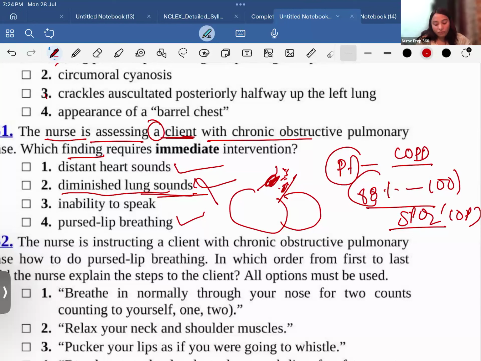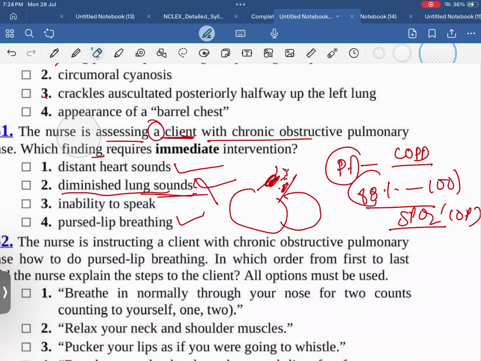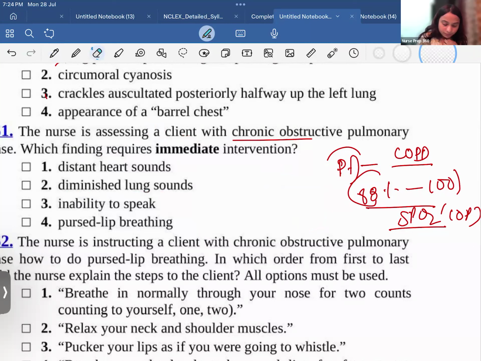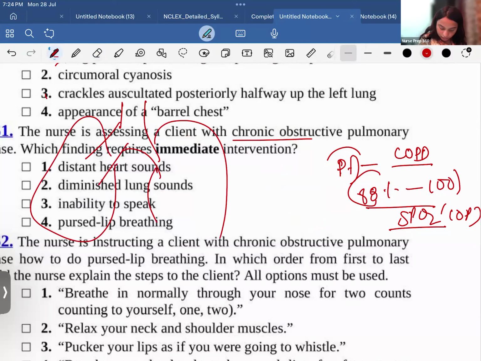And distant heart sounds, obviously. Whenever you are trying to hear the heart, the heart is placed in between your lungs. Just imagine this is my lung, and here will be my heart. There's a barrel chest, where the anteroposterior diameter increases in the patient. That's why you cannot hear the heart sound very clearly in such patients. Understood why this is not the priority?